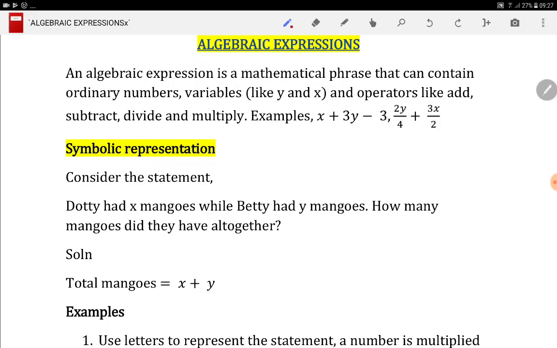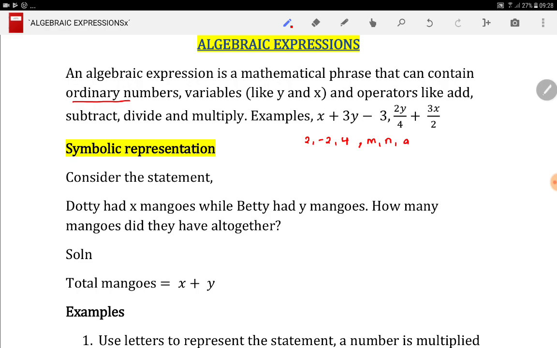Now, by ordinary numbers, we mean the integers, which can be positive or negative. So, e.g., 2 is an ordinary number, -2, 4, and so on and so forth. Now, variables, the most commonly used are y and x, but you can use any other letter like m, n, or a to represent any variable. They also contain operators like add, subtract, divide, and multiply.